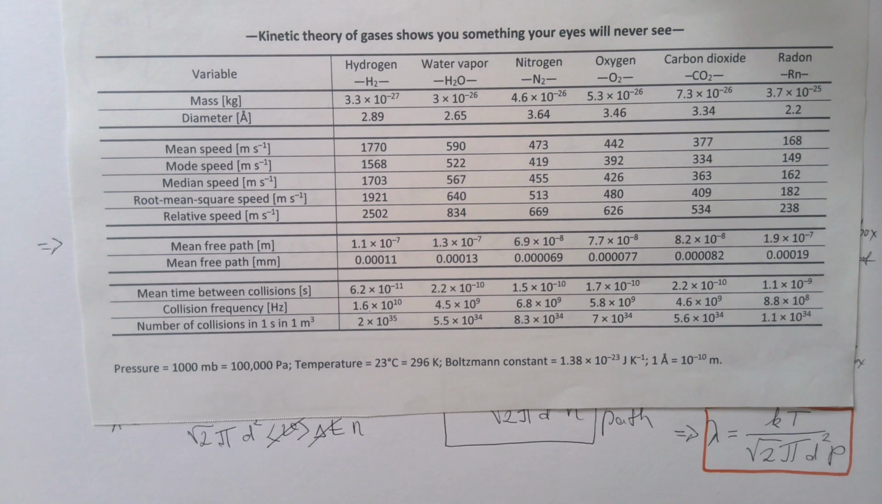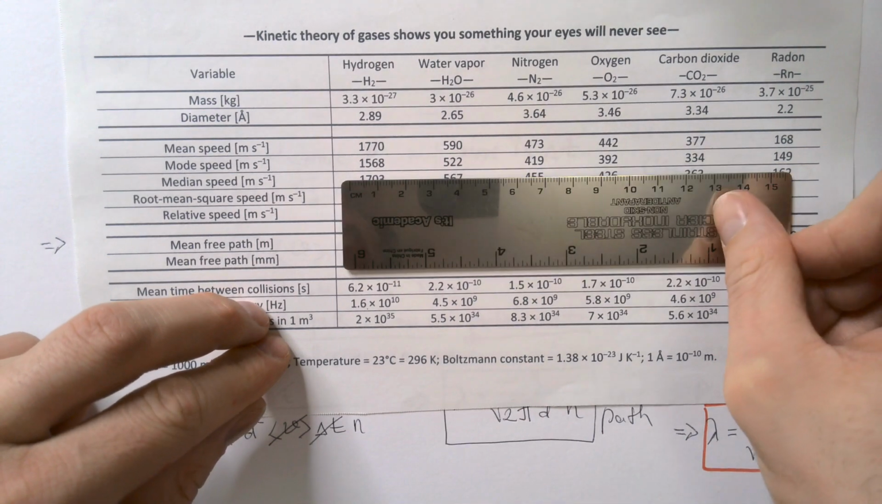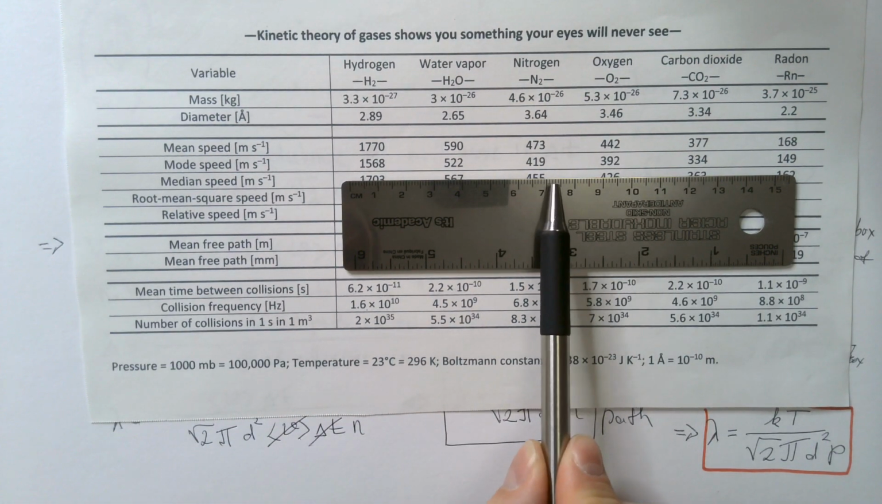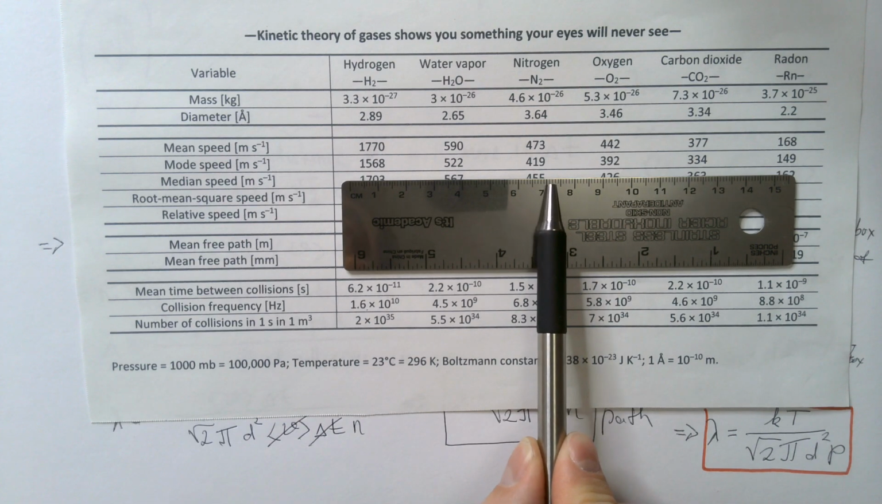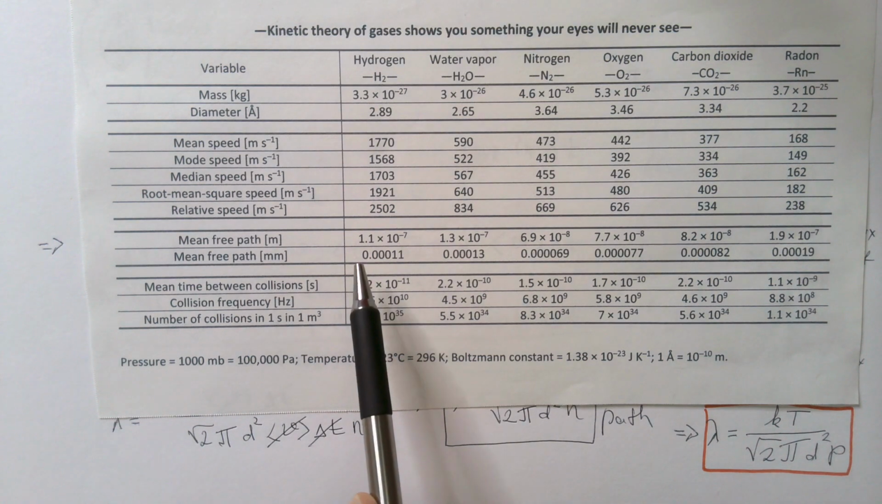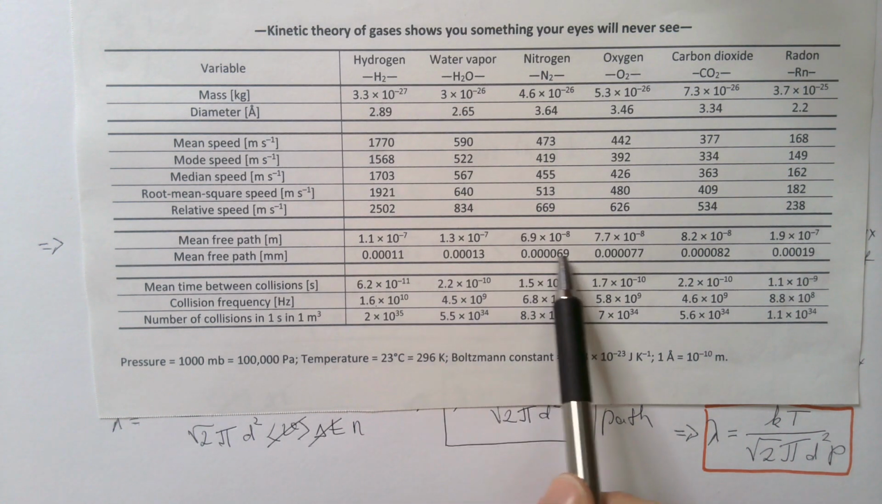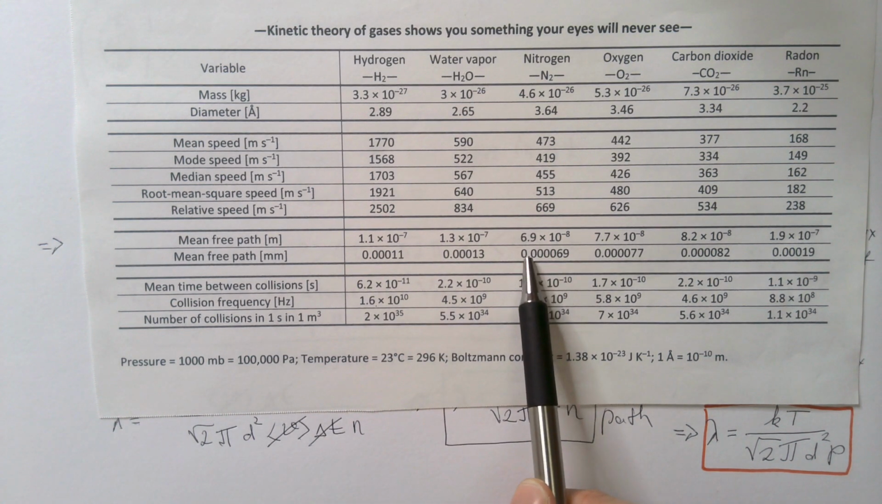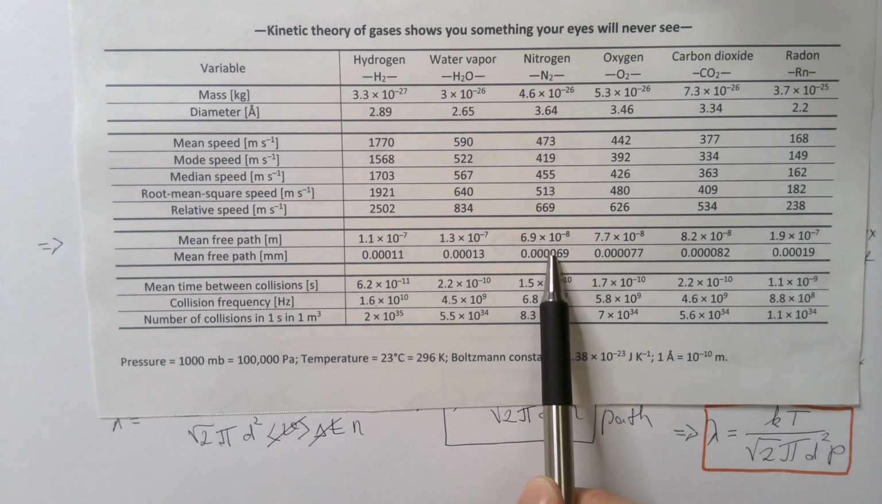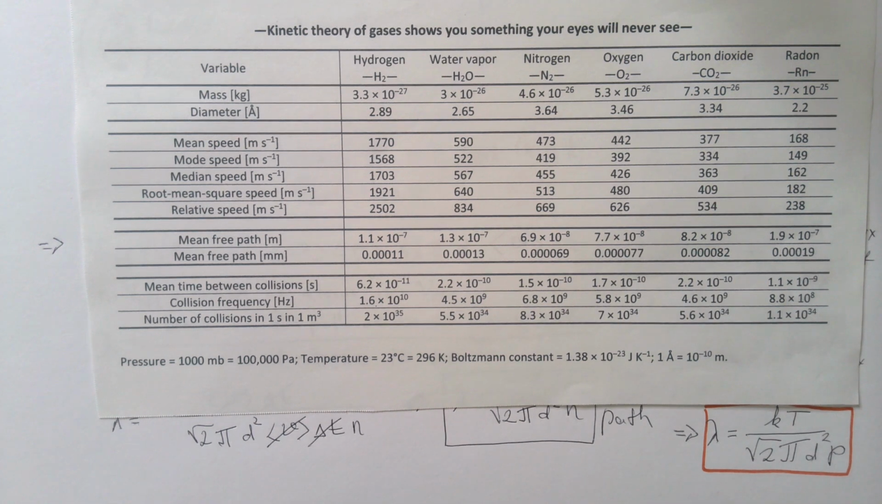A millimeter is so small. Here I have a ruler, and this is 1 centimeter. 1 millimeter is really a small distance, and yet we have the mean free path of, for example, nitrogen, which is 78% of your air, being 0.1234 with zeros and then a number. That is a very small distance indeed.